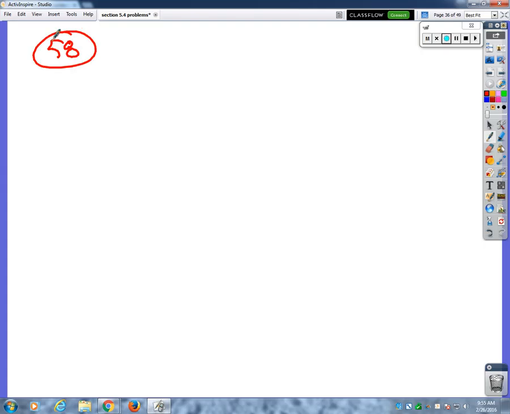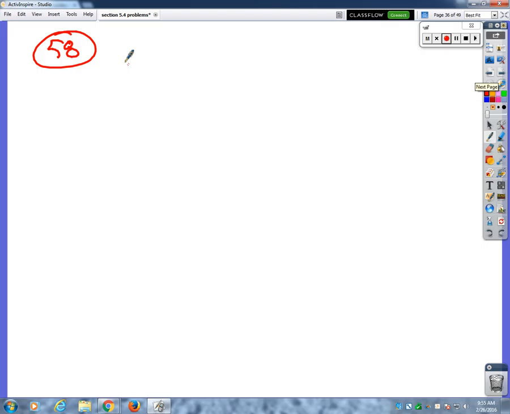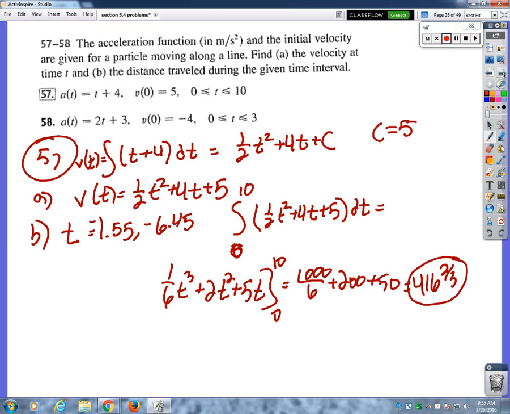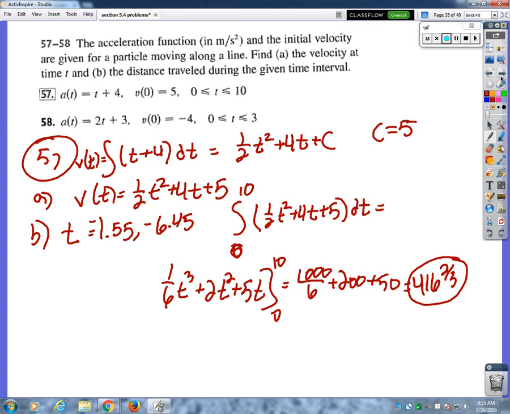So the acceleration is 2t plus 3. And then we know the initial velocity is -4. And we want to go from 0 to 3.